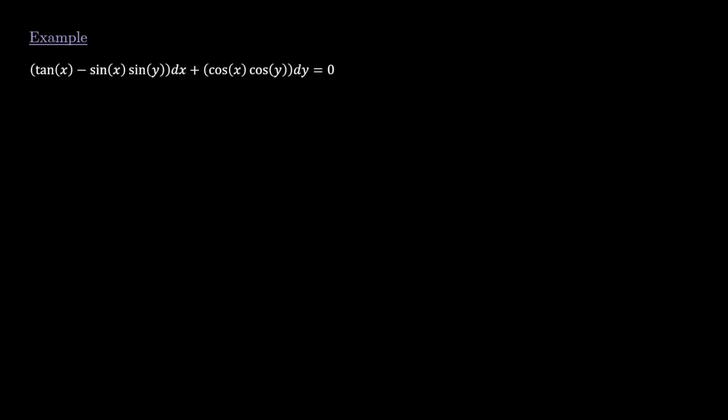In this video, we will cover an example of exact equations. We have (tangent x minus sine x times sine y) dx plus cosine x times cosine y dy equal to 0. Now, step 1, we have to ask, could it be exact? Well, first, is it of the following form? M dx plus N dy equals 0. Indeed, it is, because we recognize our M and we recognize our N.